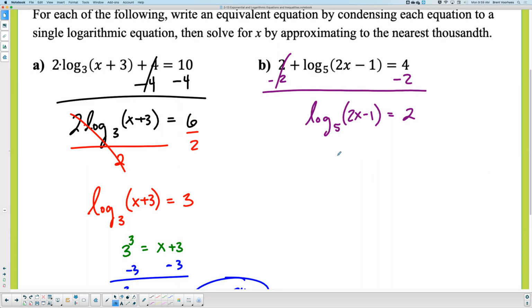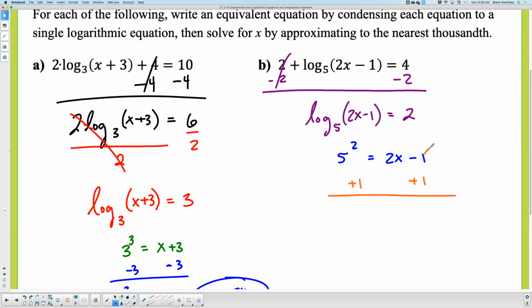Once I've isolated, I need to do the inverse operation to convert to an exponential. So what's my base? 5. What's my power? 5 squared equals 2x minus 1. Now, as we go to solve this, I'm assuming you probably know what 5 squared is. 25. So how would I get x isolated from here? Divide by 5, subtract 1, add 1. We're going to add 1.